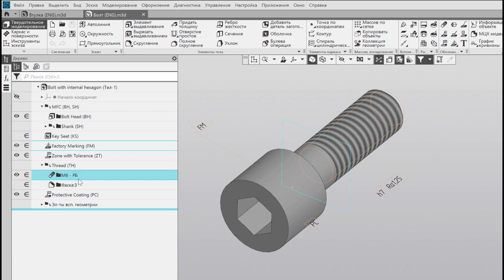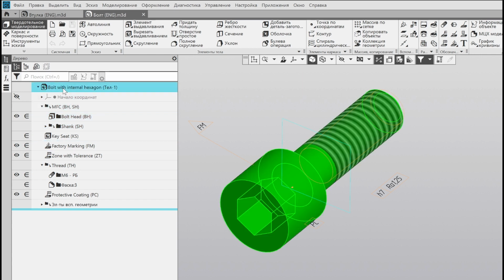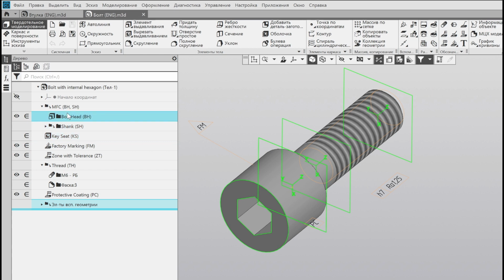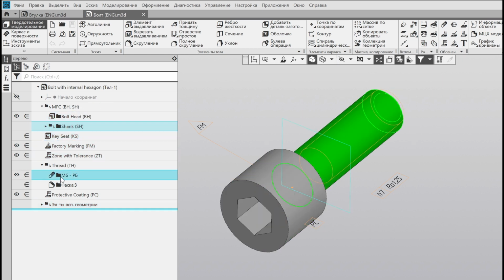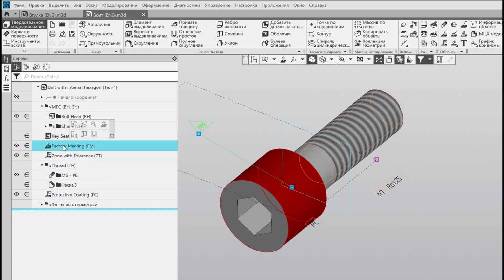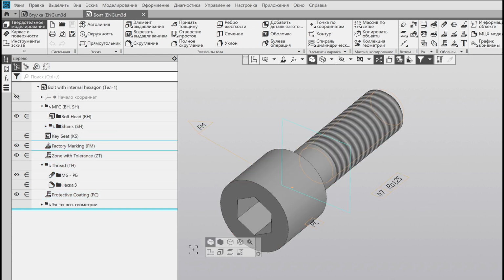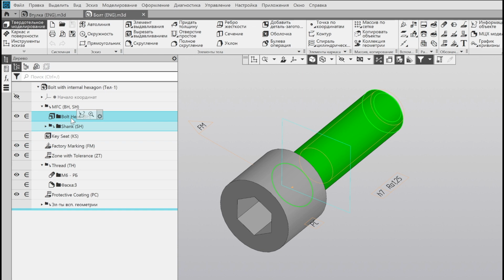the classic question arises: who is stored on whom? For example, for such an element as a bolt, with the exclusion of exceptions, the composition looks quite simple. Bolt head, key seat, shank, thread, protective coating, zone with tolerance, factory marking. However, when formulating the placement functions, which will be discussed below, there is an understanding of the problematic nature of the question what is placed on what: a shank on a head or a head on a shank.